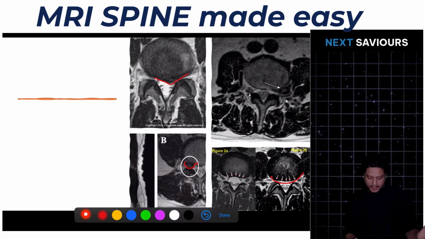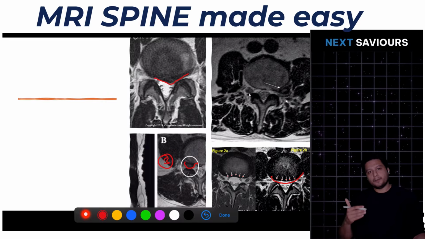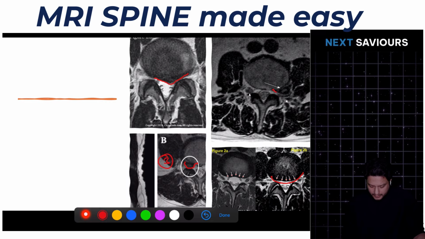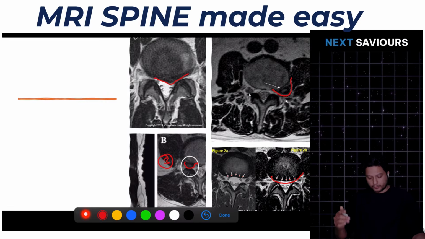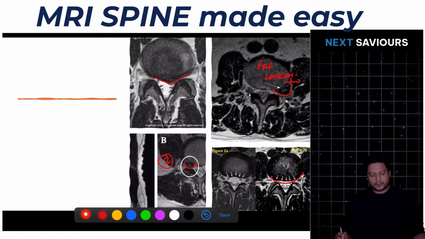Then the third one is where the disc herniation is impinging onto the nerve root, thereby causing compression at the level of the foramen. It will be foraminal disc compression. And finally, the last one, where the disc protrusion is beyond the level of the foramen, so it will be far lateral type of disc herniation.